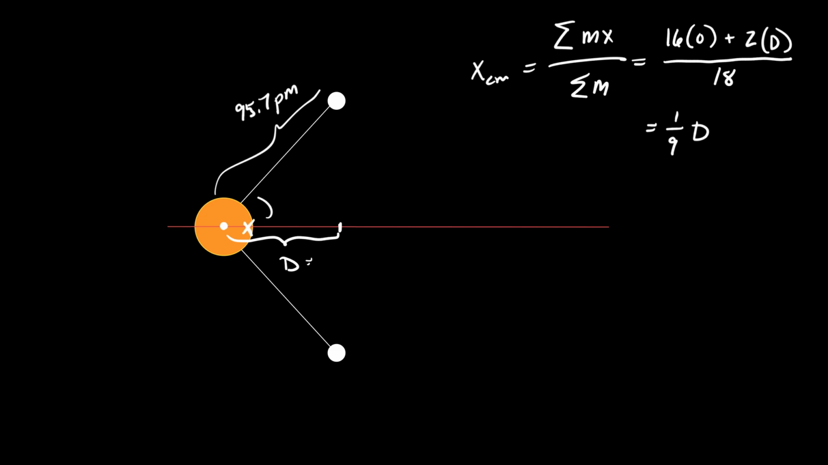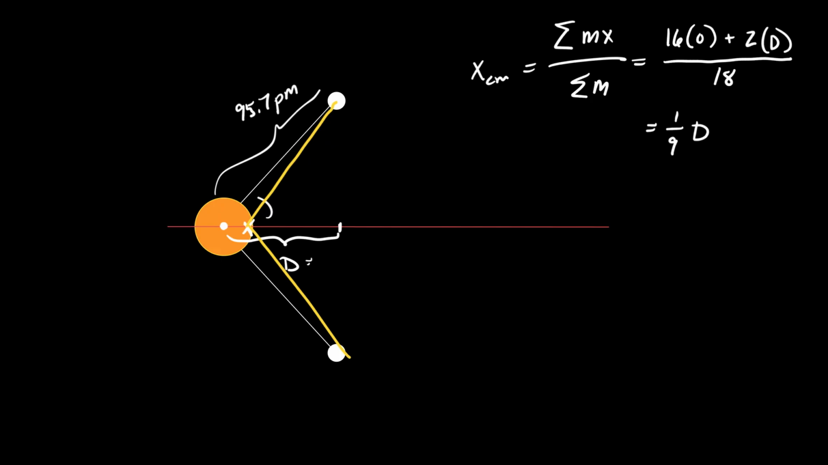And then from there, you could figure out where the center of mass is by just multiplying the 1/9 times that, and I'll tell you where the center of mass is. Now, I don't want to use that to find the moment of inertia, because, remember, if this is our pivot point, then I have to figure out this distance and this distance. They'll be the same, but they're going to be really close to 95.7 picometers.